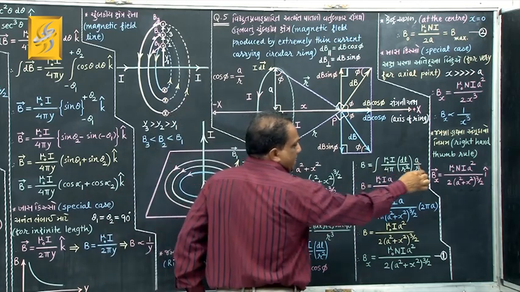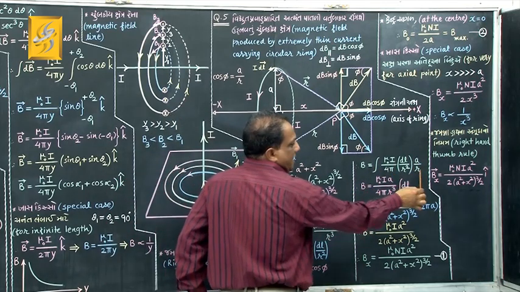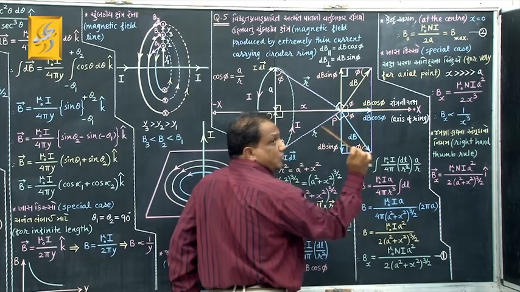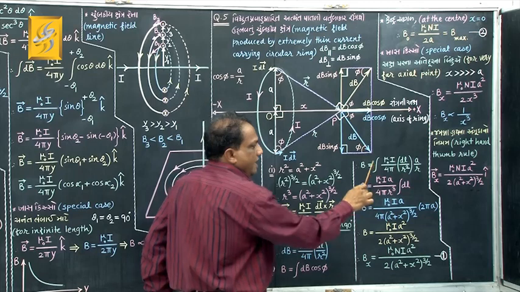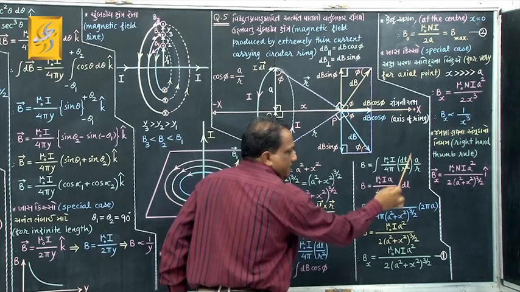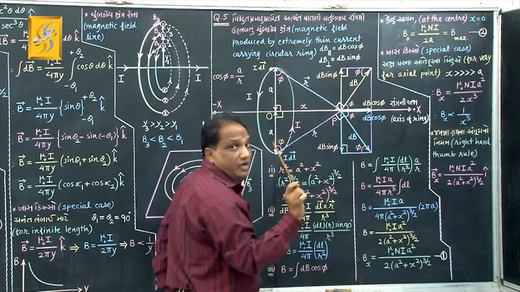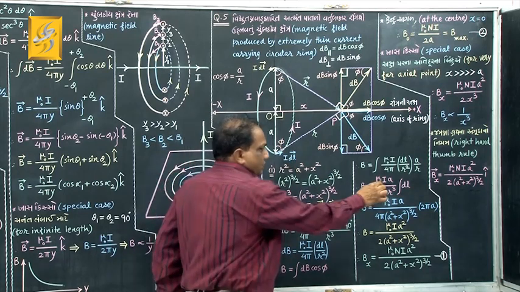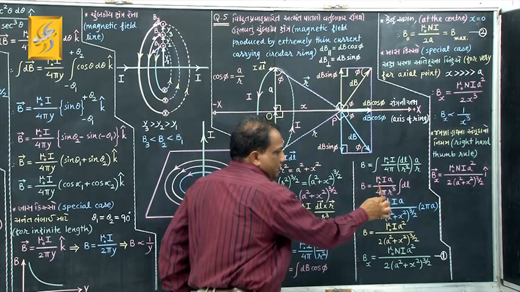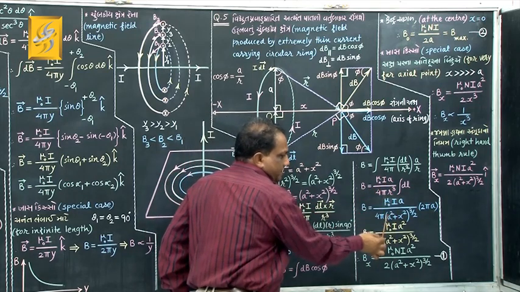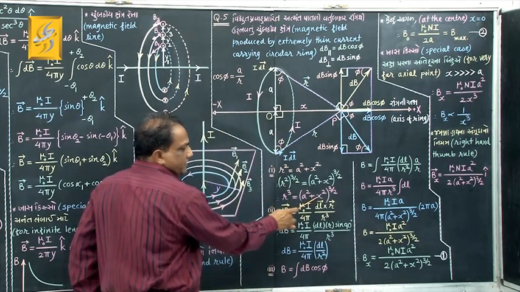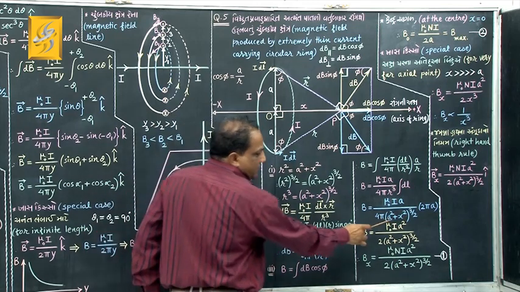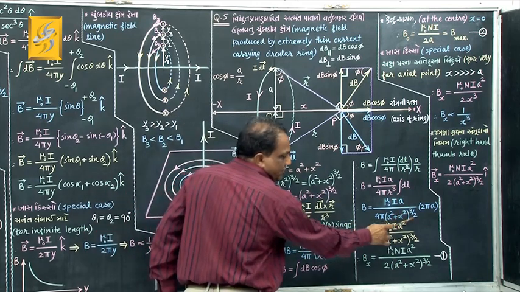Mu 0 I a upon 4 pi r into r square, which is r cube. Because that part is constant, I just take it out of the symbol of integration, and then it is integration dl in multiplication. Now this part as it is, mu 0 I a, 4 pi as it is. What about r cube? We know it is a square plus x square whole raised to 3 by 2.